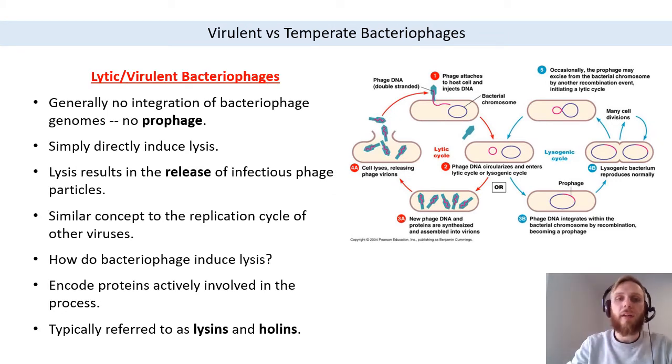Okay, so let's have another look at the comparisons here. For the lytic virulent bacteriophage cycle, there is no prophage, because this stage of integration that we just talked about doesn't occur. There is lysis, because again, it's a lytic life cycle. This is what the virulent life cycle is. It's a similar concept to the replication of other lytic viruses, so viruses that infect eukaryotic cells and cause lysis in these cells, which is again something that we've said.